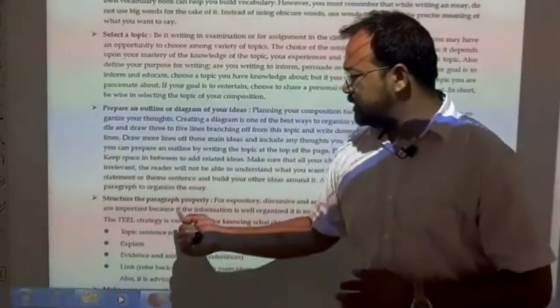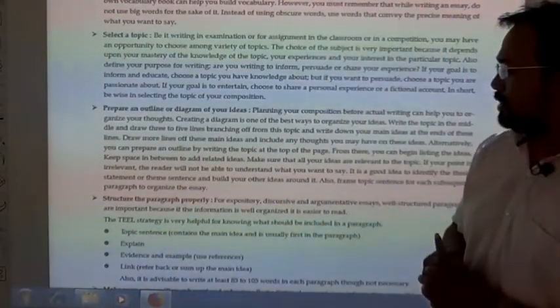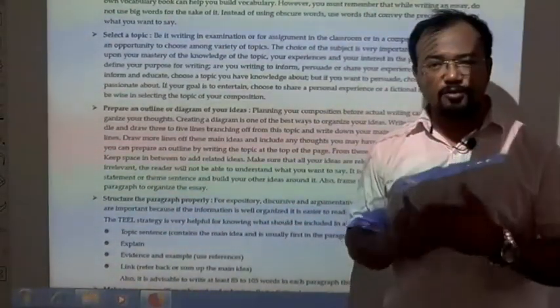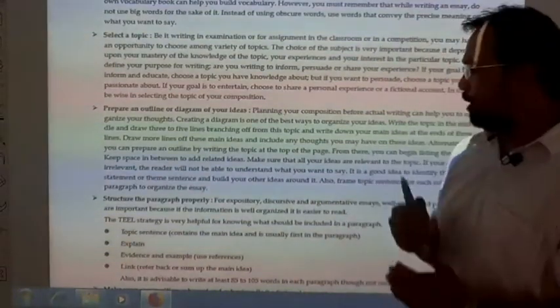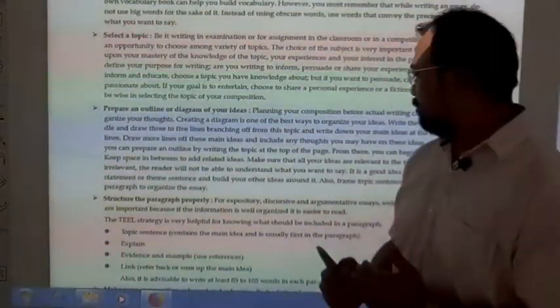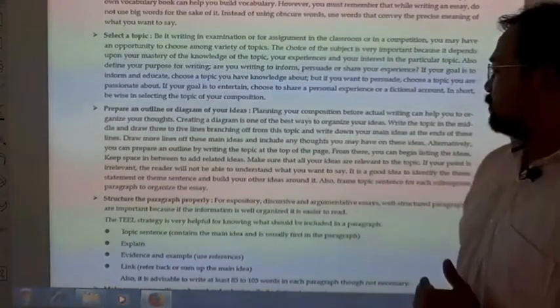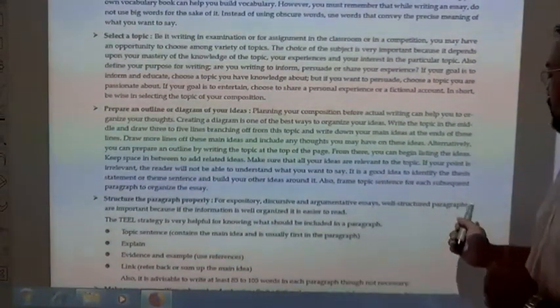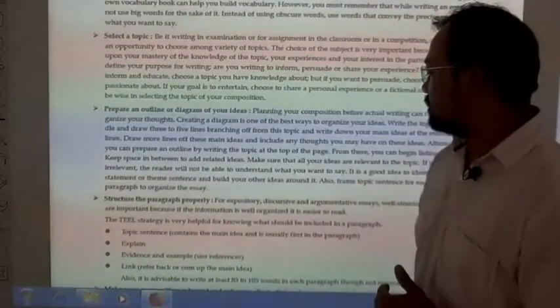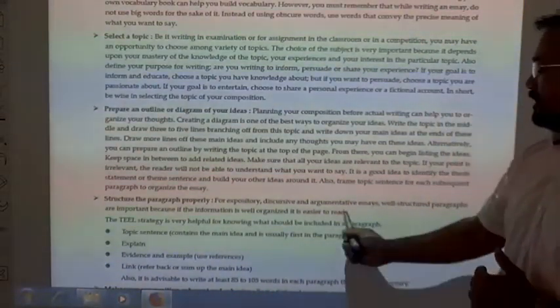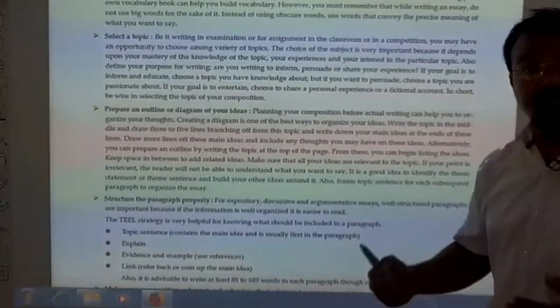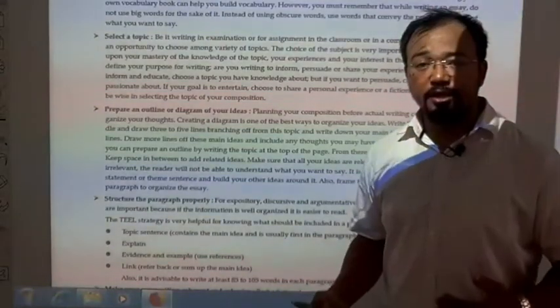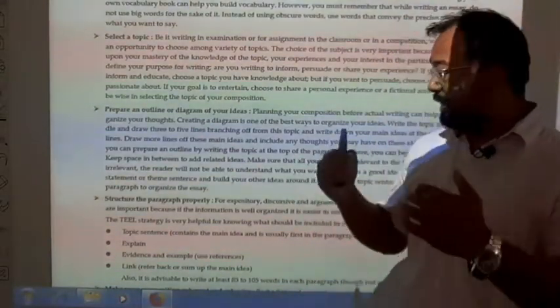The next point you see here, structure the paragraph properly. So the paragraph structure you have to follow in a proper manner. Okay, it is very important for expository, discursive and argumentative essays. Well structured paragraphs are important because if the information is well organized, it is easier to read. So it becomes easier for the reader or the examiner to read if you organize your essay.